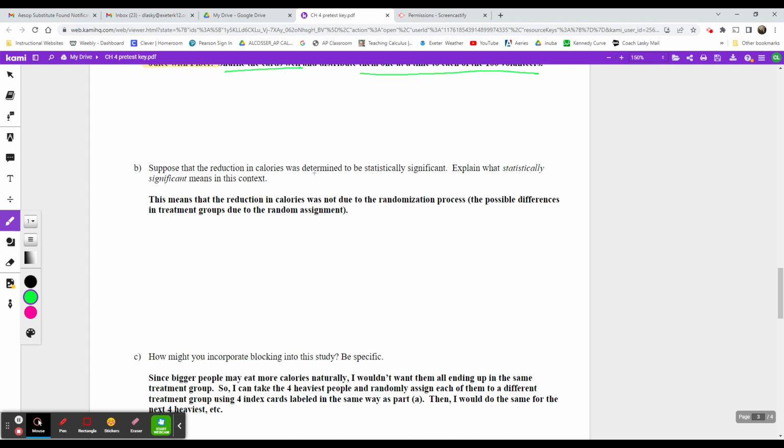Suppose that the reduction of calories was determined to be statistically significant. Explain what statistically significant means. Okay, so here's the big thing on this one. This is a little tougher. That means, let me do the highlighter on this one, guys.